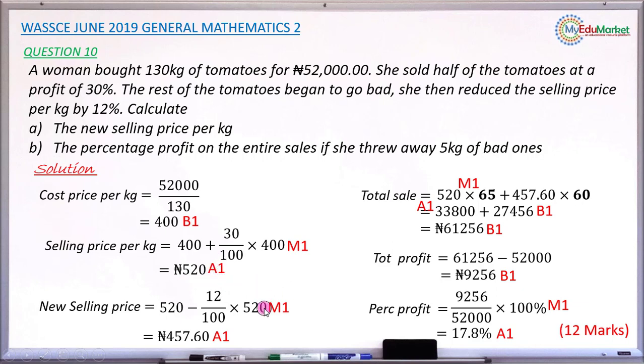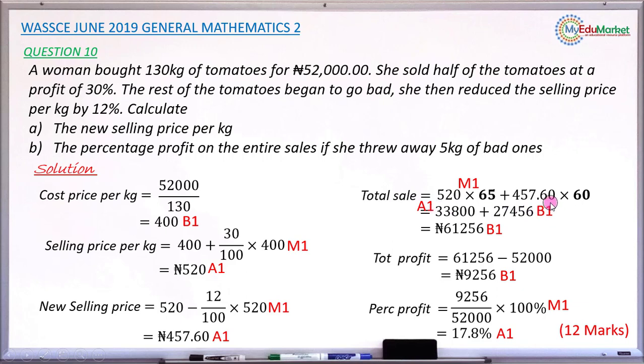Next is a method one mark in attempting to find the new selling price, where you have the original selling price minus the discount. If you substituted correctly, you have this method one mark. And when you have the new selling price as 457.60 kobo, you have this accuracy one mark. Next mark is attempting to get the total sales of 65 kg at 520 each. You have this method one mark by just this multiplication. And when you have the multiplication correctly, 33,800, you have this accuracy one mark.